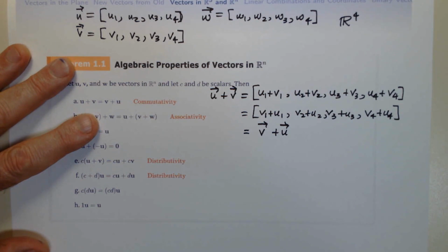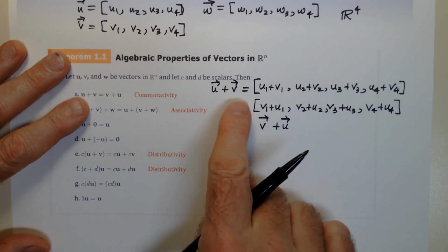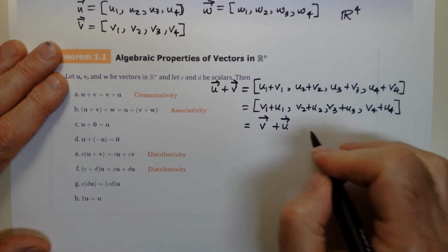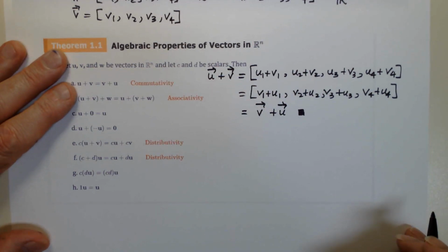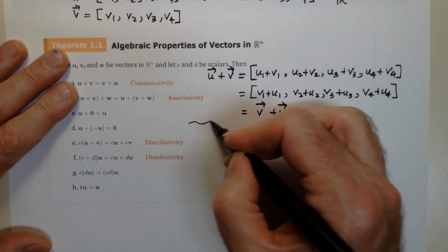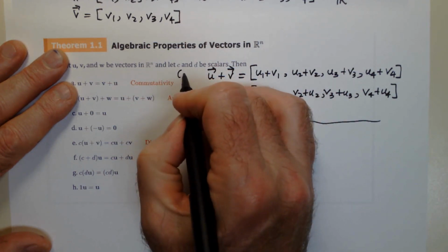v plus u. All right, and so we have achieved part A. We've got our proof of the commutative law. So I will close that off with a little black box. The proof is over. So that's our proof of A.